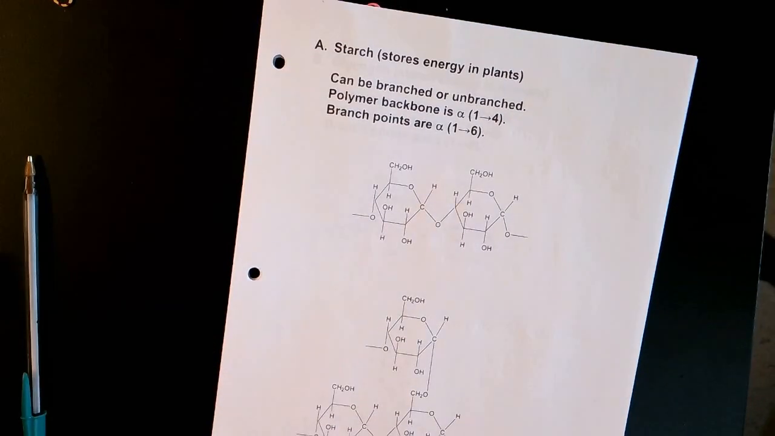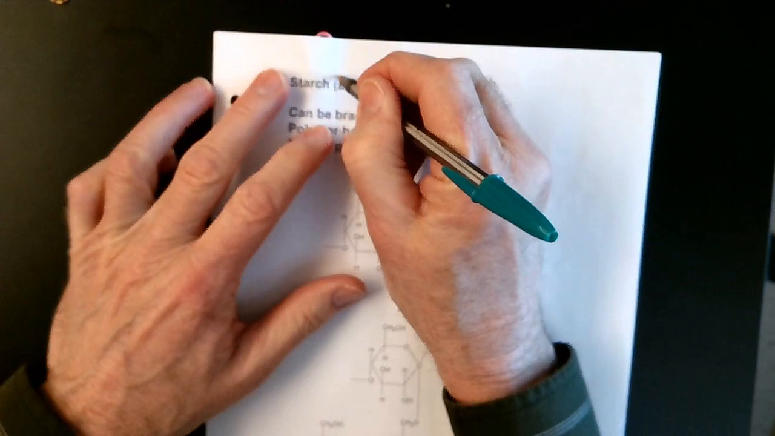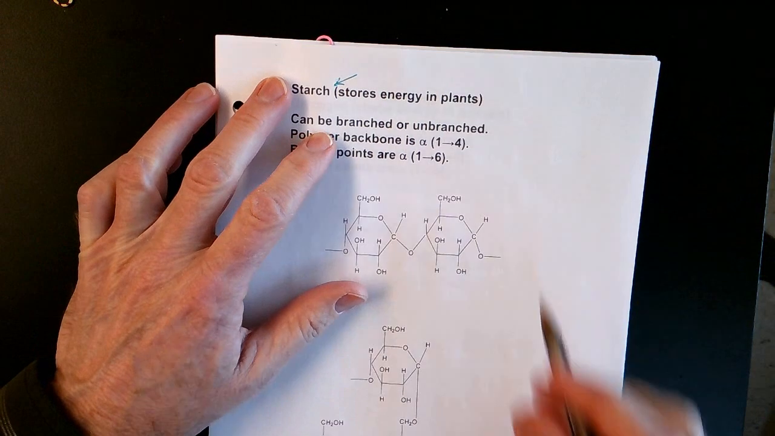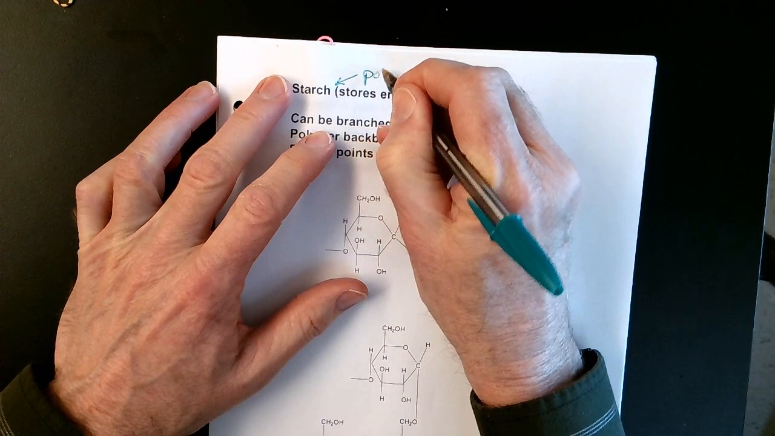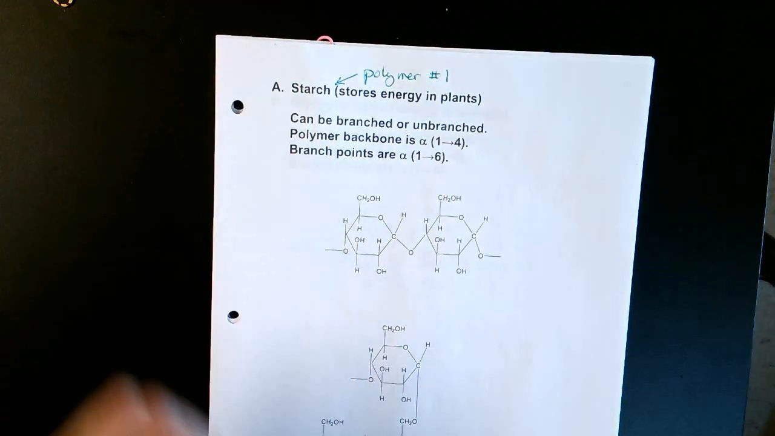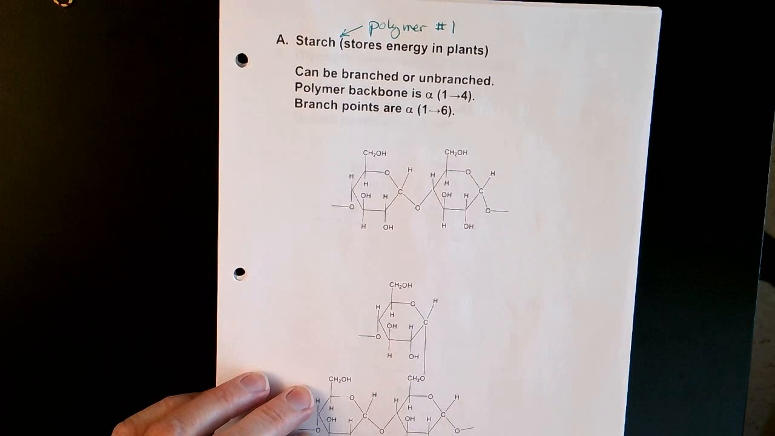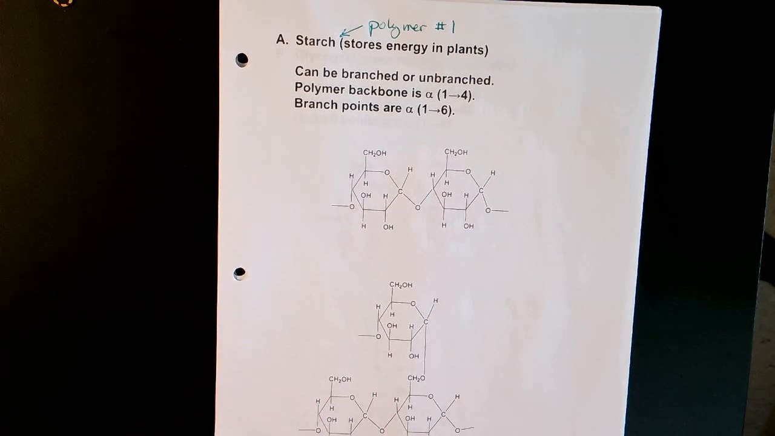Okay, so here's your first version, your first polysaccharide. Common name of starch, you've heard of this before. So let's just say where we are on the map right here. This is polymer number 1. And this is a storage form. The plant thinks that it's storing energy for itself, except of course we come along and harvest the plants and it becomes nutrition for us.